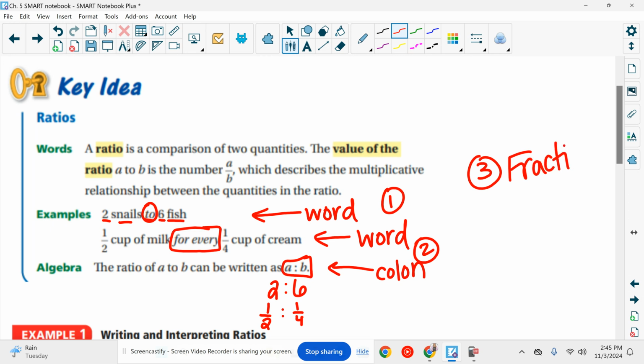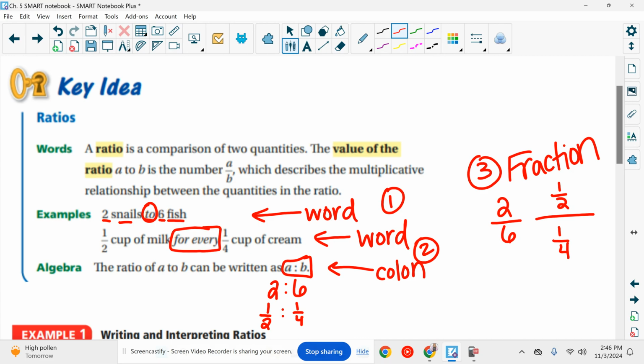And remember, if I'm taking the time to write it down, you should be taking the time to write it down as well. So we can write it in fraction form. If I wanted to take this 2 to 6 ratio and write it in the fraction form, whatever's first goes on top, whatever's second goes on the bottom. So 2 to 6 in word, 2 to 6 in colon, 2 to 6 as a fraction. I can also double up my fractions. If I was doing the cup milk to cream situation, I would have 1/2 over 1/4. Those are the three different ways you can write your ratios.